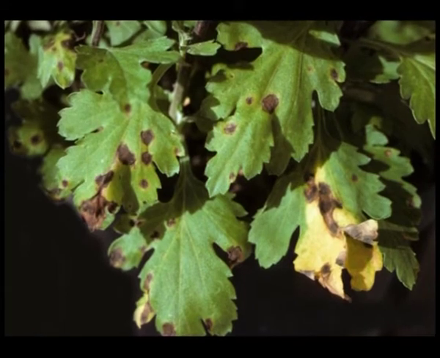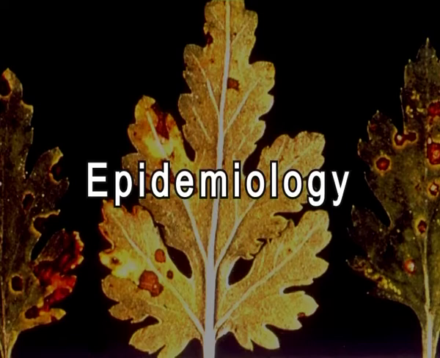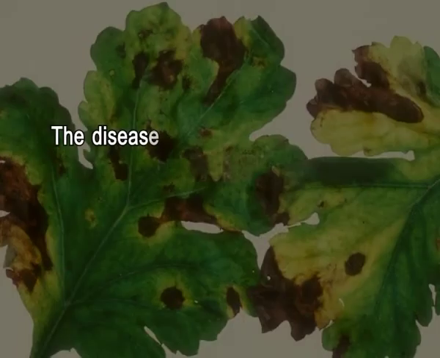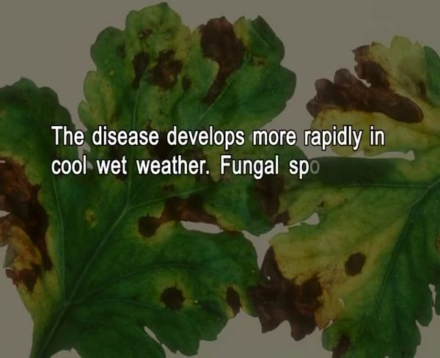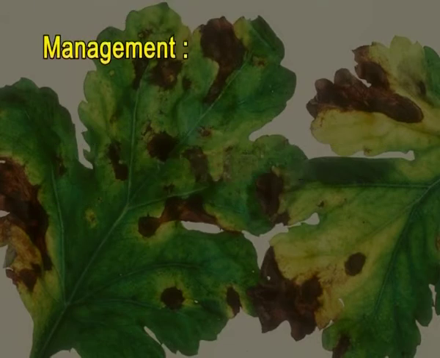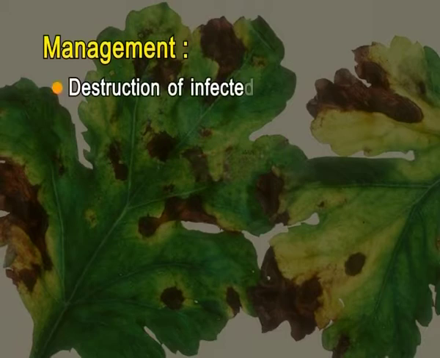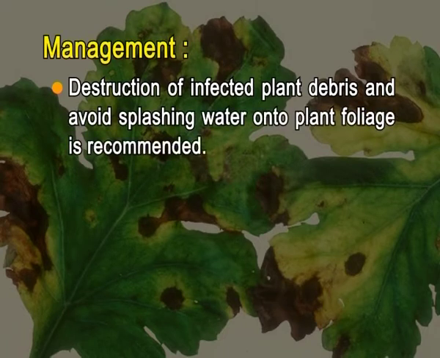So this is about the symptoms. Now let's see the epidemiology of the disease. The disease develops more rapidly in cool, wet weather. Fungal spores are spread by splashing water. This is about the epidemiology of the disease. Now let's see how to manage the disease. Destruction of infected plant debris and avoiding splashing water onto plant foliage is recommended.